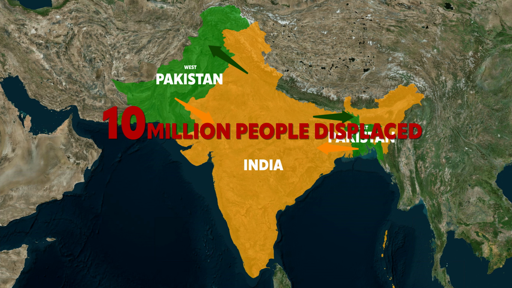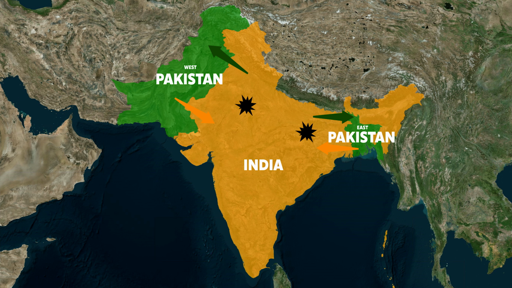An estimated 10 to 15 million people were displaced. There was also intercommunal violence, with estimates of the death toll ranging from several 100,000 to 1 million. It was a real tragedy that would shape relations between the two countries for decades to come.